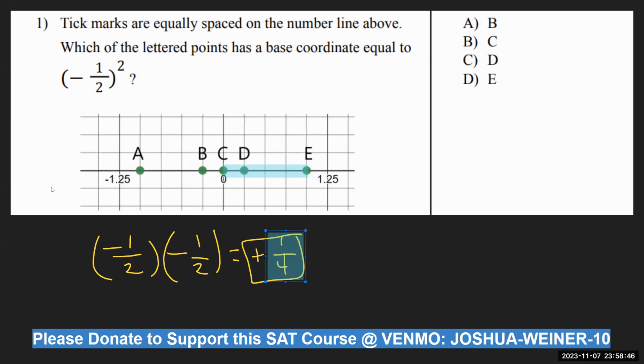Looking for a quarter. So that means 4 boxes is 1. Everyone see me drawing here? So that means the quarter will be, where's the line? A quarter will be point D. D was correct for question number 1, not E, not B. Choice C was correct, and that's point D. All right, any questions on question number 1?